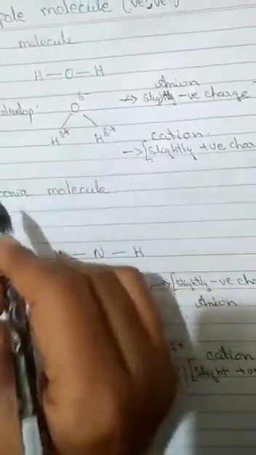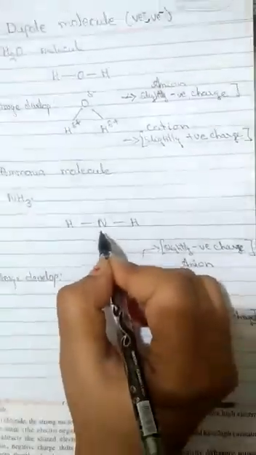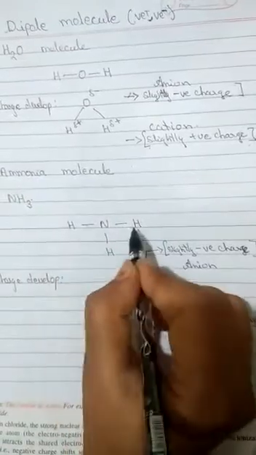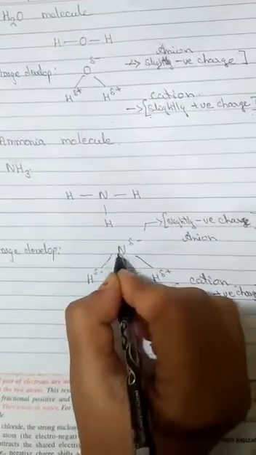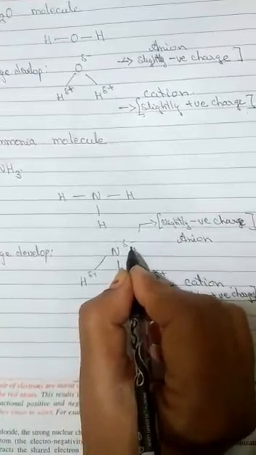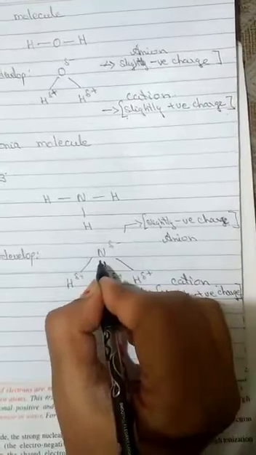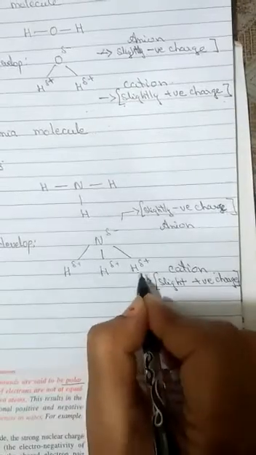Next example is the ammonia molecule, that is NH3. In this, nitrogen is in the middle, bonded to three hydrogens. We can see there is also a charge developed in ammonia. Nitrogen is the most electronegative element, so there is a slightly negative charge on nitrogen, and the hydrogen shifted, so there is a slightly positive charge on hydrogen. So there is a formation of ions, anion and cation.